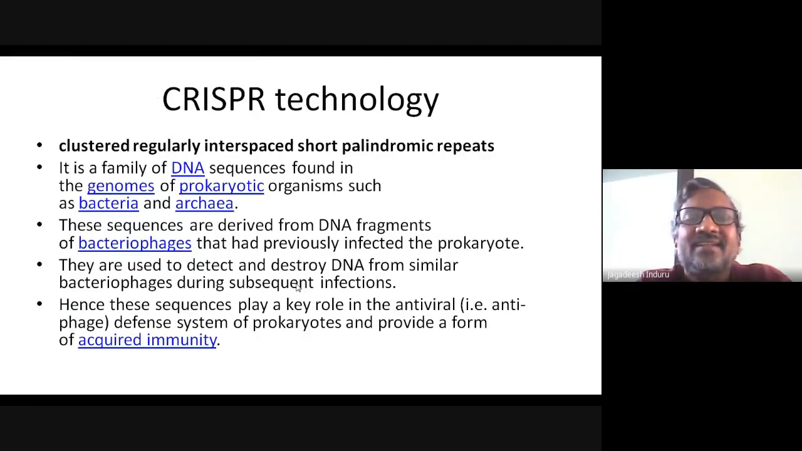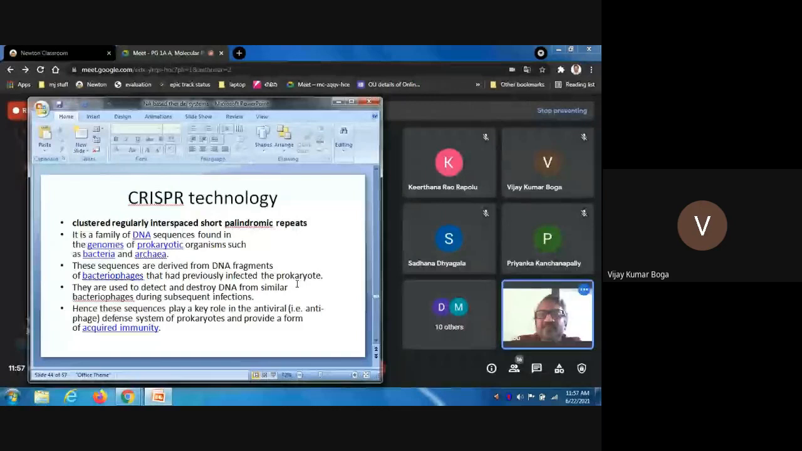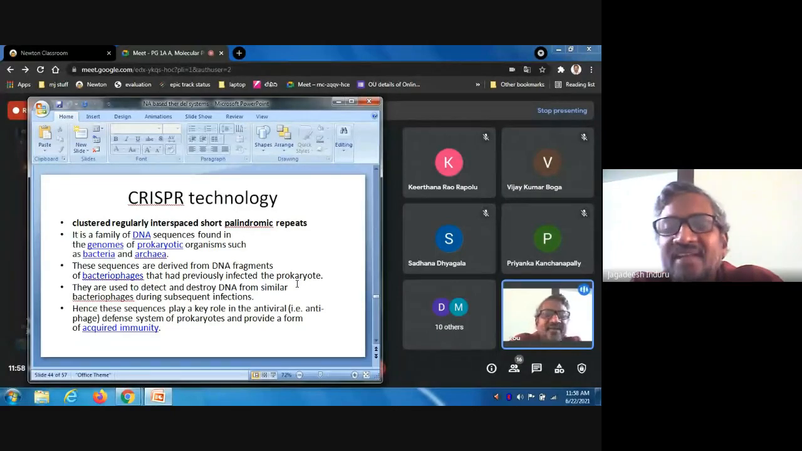So what is this CRISPR technology? The expanded form of CRISPR is clustered, regularly interspaced, short palindromic repeats. I hope you know what palindrome means. Do you know what a palindrome is? If anybody unmutes and says what a palindrome is? Anybody have an idea? It can be read the same, sir. Exactly. So we have these two sides the same. It means that if you reverse it, it will also be the same. A palindrome means something like 1, 2, 3, 2, 1. You have such a sequence on both sides, and if you shift it, it will be the same.